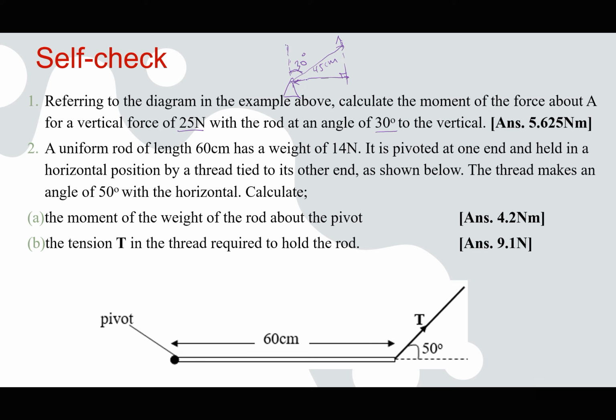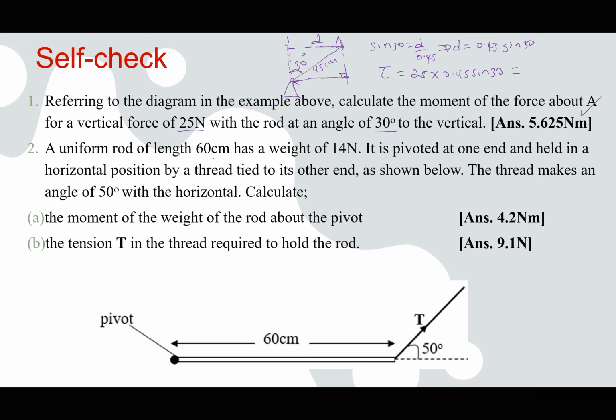So if that angle is 30, I can use this one as 60, or I can draw a vertical line here, a horizontal line here, and I want the distance D. So the distance D is going to be opposite over hypotenuse, that is sine. So sine of 30 is the opposite over the hypotenuse, which is 0.45. So this implies that the distance D is 0.45 sine of 30. So the moment is still going to be equal to 25 times 0.45 sine of 30, and I think this answer is correct.